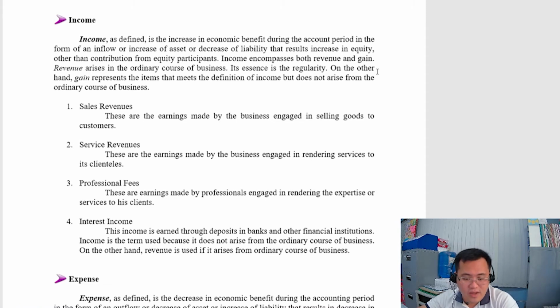On the other hand, revenue is used if it arises from the ordinary course of business. Income, say for example, you deposited your income from the business in your savings account in the bank. After 1 year, it has yielded an interest income, let's say 100 pesos. That 100 pesos is actually considered a gain because it does not arise in the ordinary course of business, or it does not form part of the operations of selling.